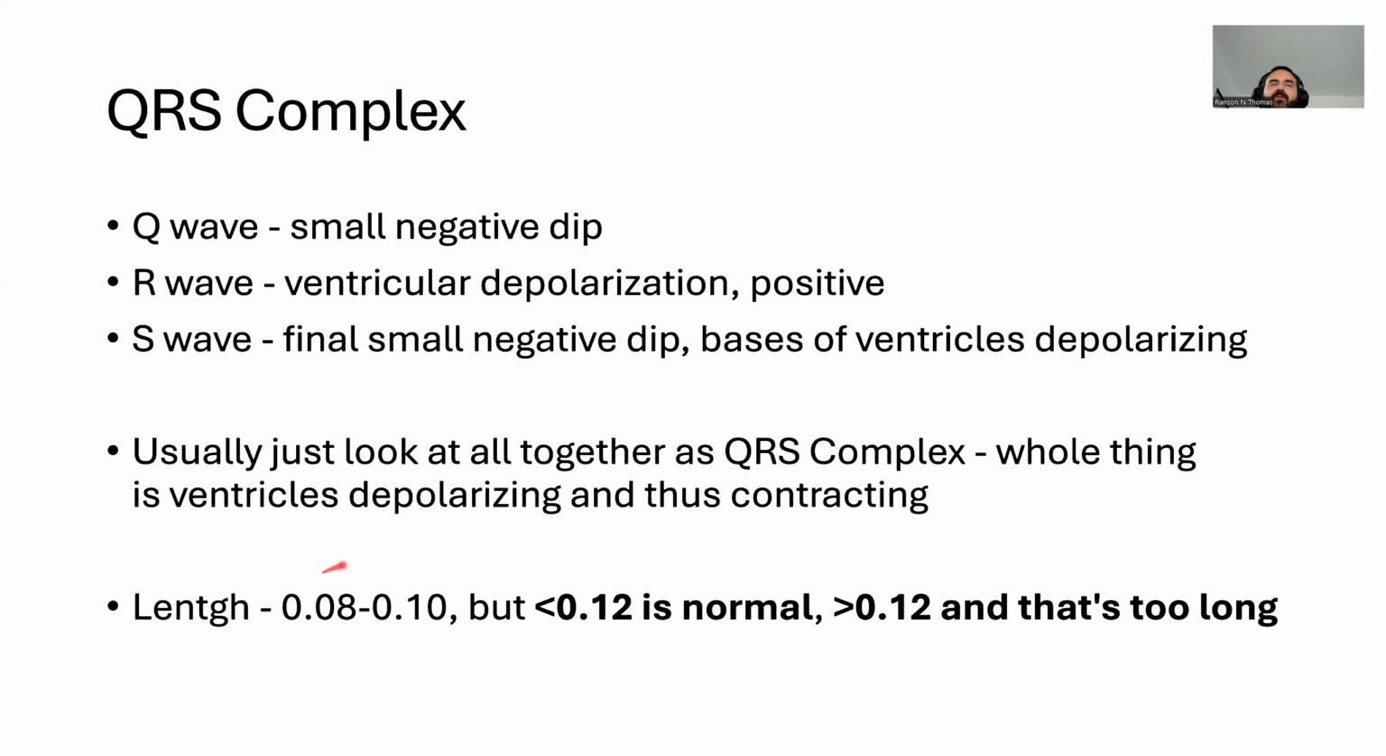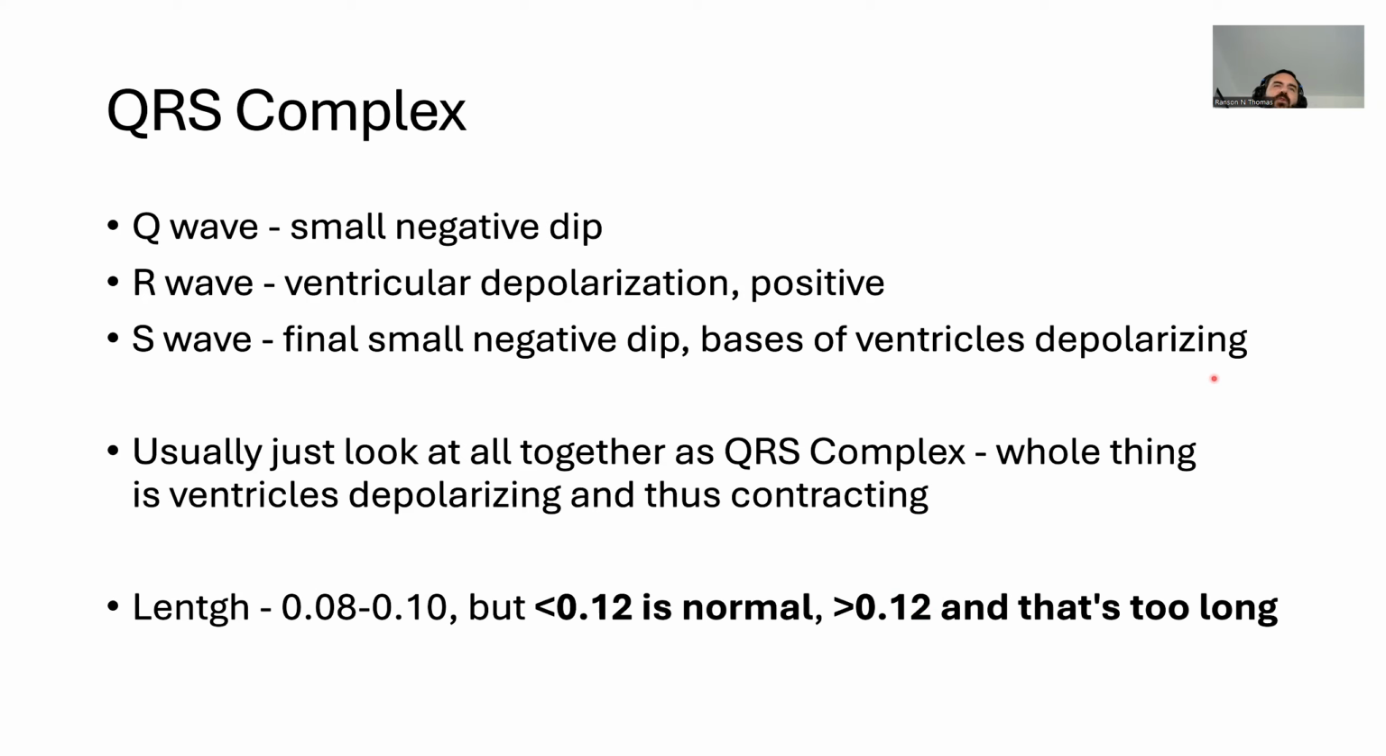The length, which I've spelled wrong somehow, is 0.08 to 0.10. That's what your textbook says. Less than 0.12 is normal. Greater than 0.12 is too long. So less than 0.12, that's fine. Greater than 0.12, that's way too long.